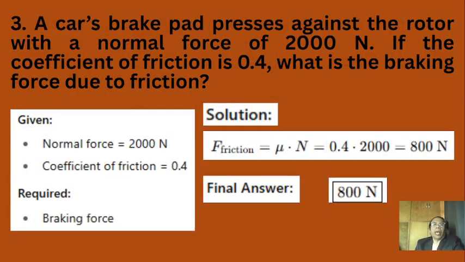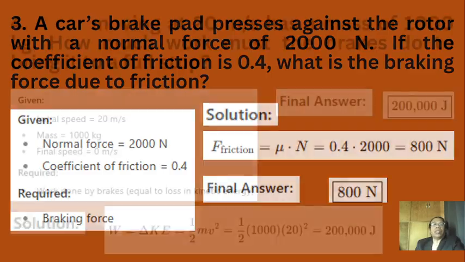Number 3. A car's brake pad presses against the rotor with a normal force of 2,000 Newton. If the coefficient of friction is 0.4, what is the braking force due to friction? The normal force is 2,000 Newton. Coefficient of friction is 0.4. Required is the braking force. Use the formula F equals mu multiplied by N. Substitute the given data. The final answer is 800 Newton.